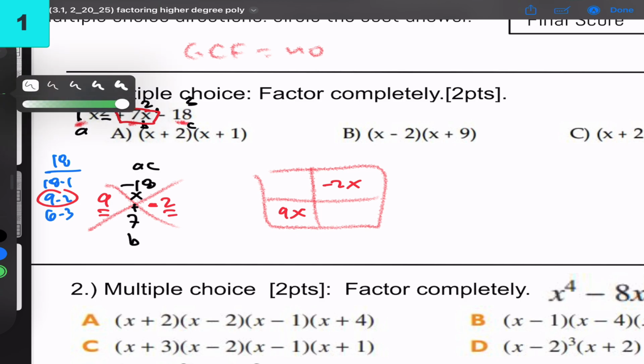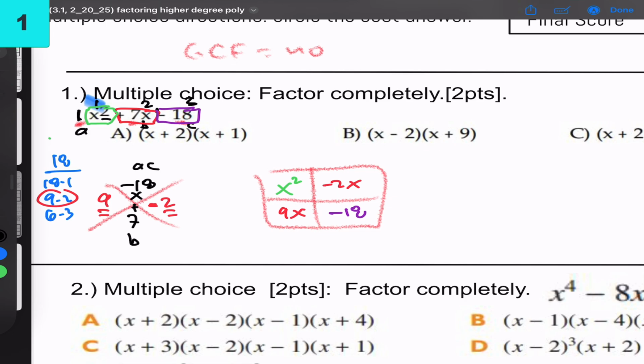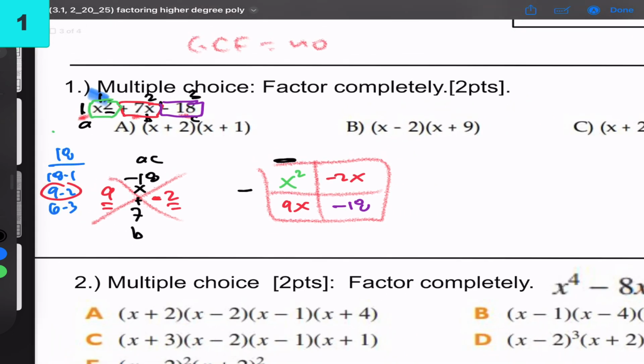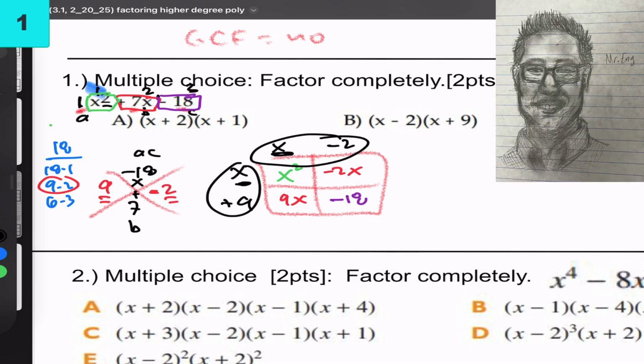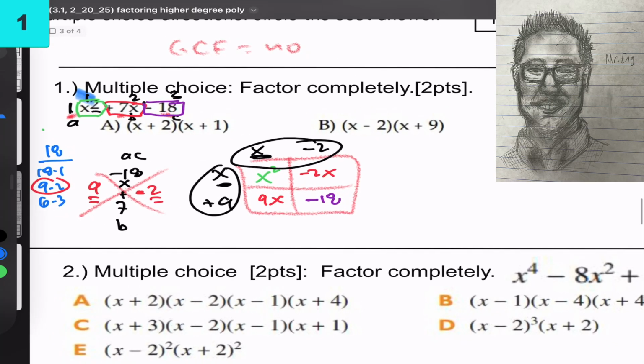The first term always goes in the top left, and the bottom right we fill out with the C value. To get stuff on the outside, you have to think of things that multiply. In that case, that'll be X and X. This one will be negative 2, and this one will be 9. So you can see our answer there, it's X plus 9, X minus 2, which would be choice B.